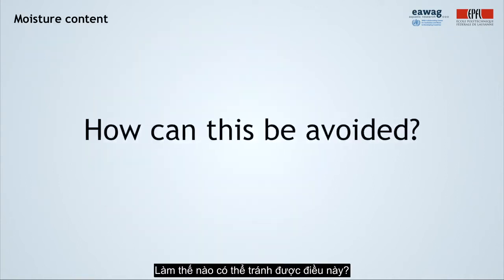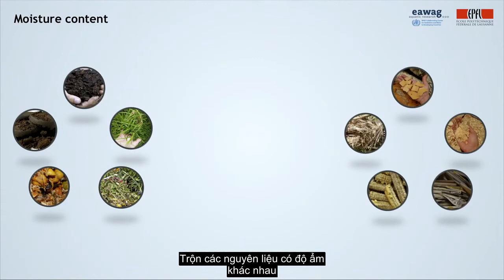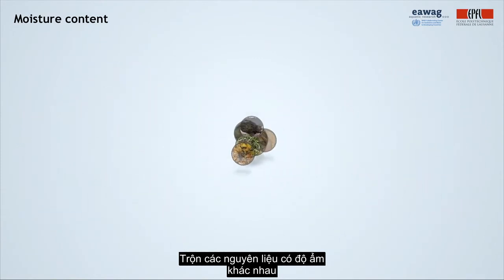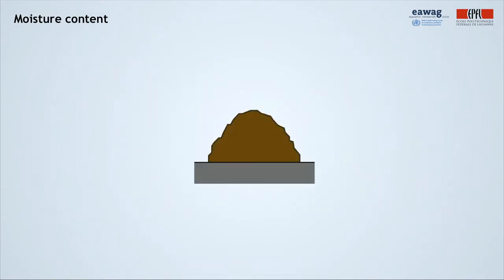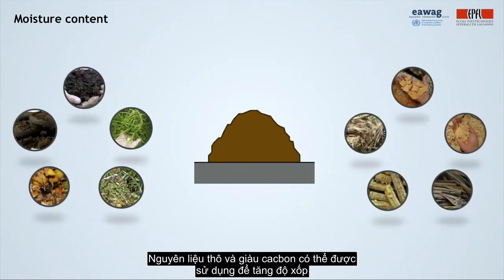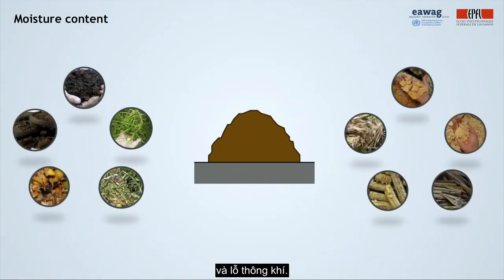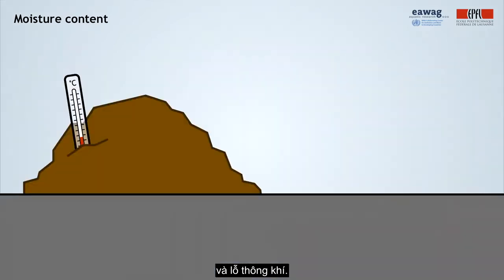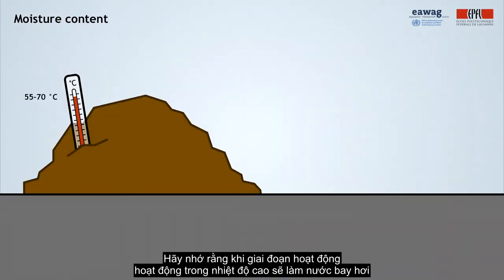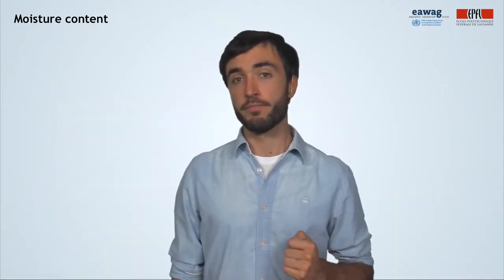How can this be avoided? Easy. Blend materials with different moisture content to achieve the ideal moisture content. Bulky and dry carbon-rich materials can be used to increase porosity and air cavities. Remember the active phase when temperatures are high. During this phase, water will evaporate. What should you do then?